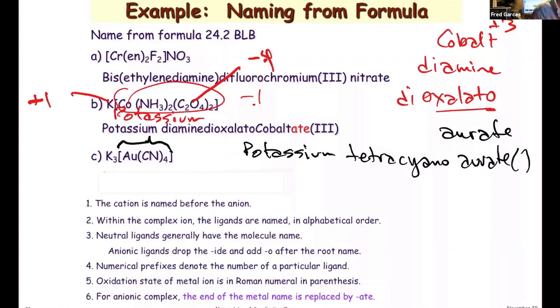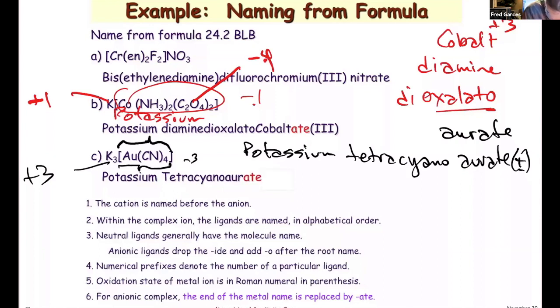This is +3, which means this whole thing has got to be -3. Then the 4 cyano means that there's -4. The gold is just +1. +1 -4 makes this whole thing -3, which is counterbalanced by the 3 potassium. So the name of this would be potassium tetracyanoaurate(I). That's how you would name this.